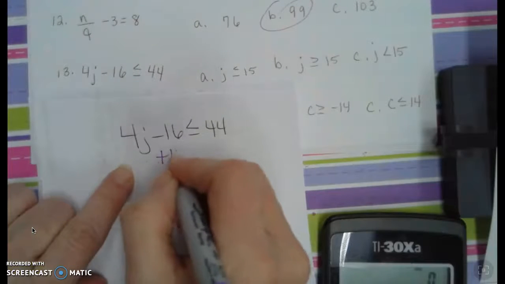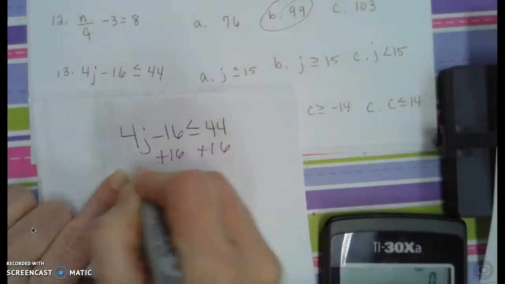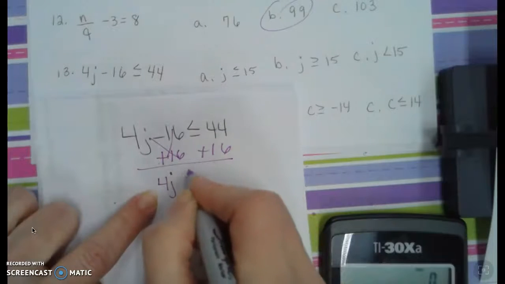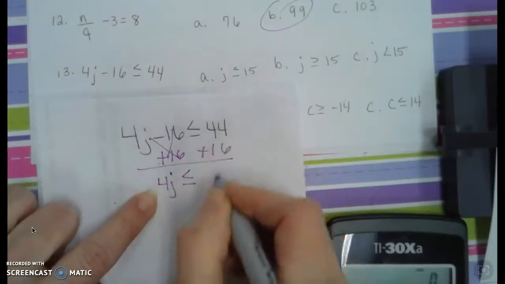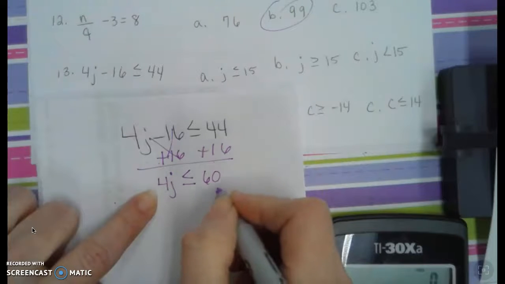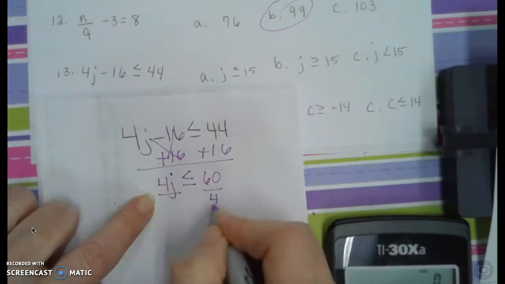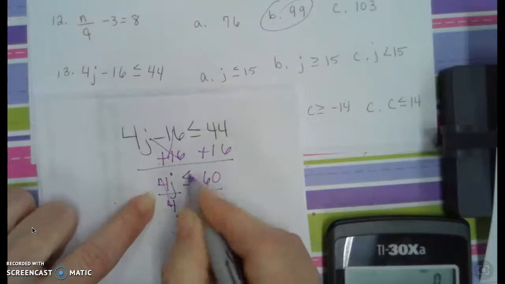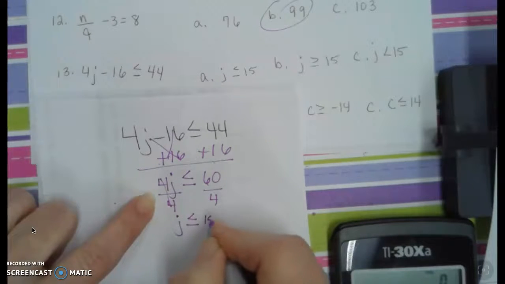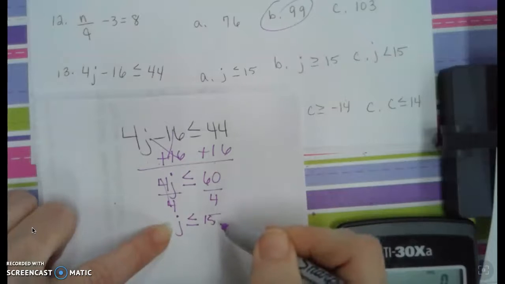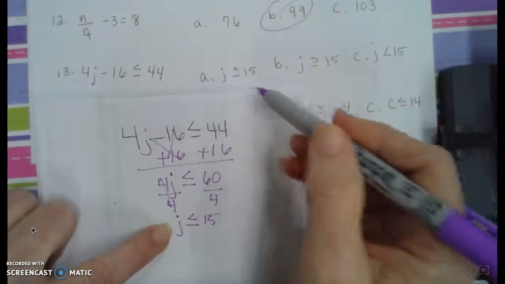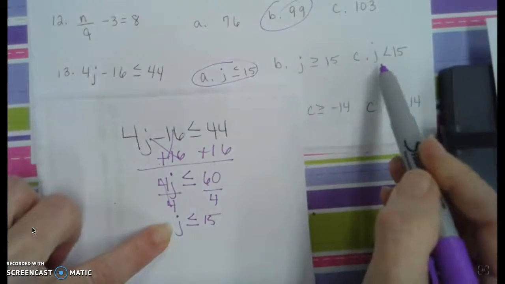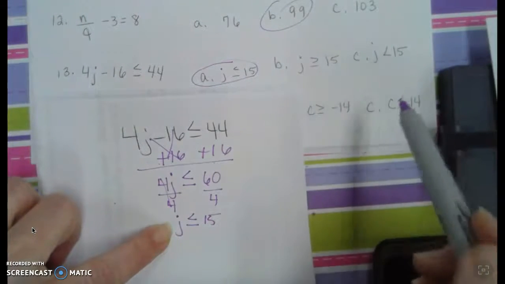So add 16 to both sides. 4j. Now we don't have an equal sign this time, we have an inequality. And that's going to give us 60. Divide both sides by 4. J less than or equal to, and that's going to be 15. So looking for the one that matches, and I have to be careful because this one's missing the line under it.